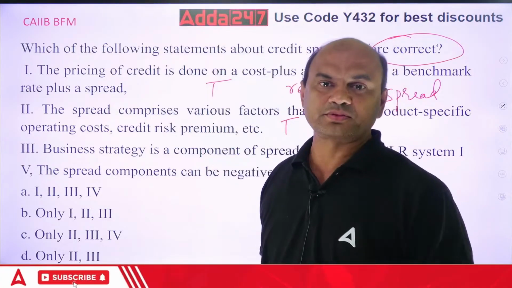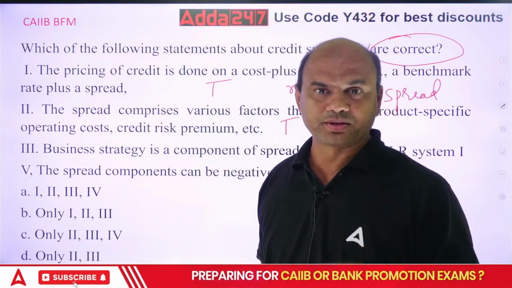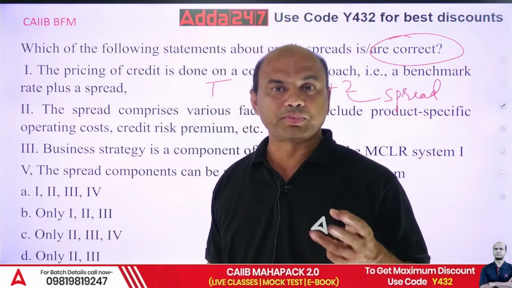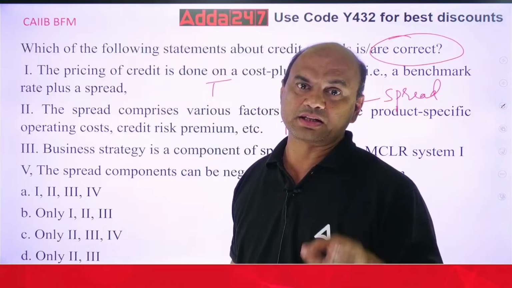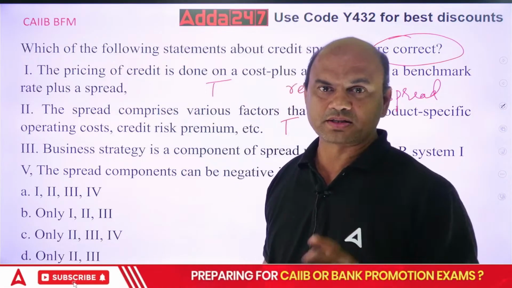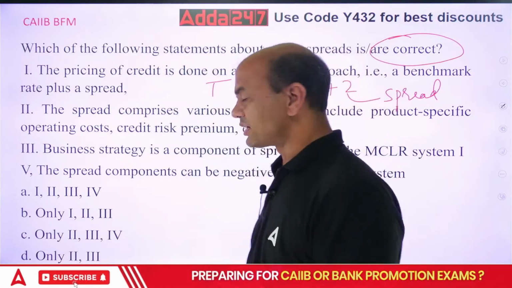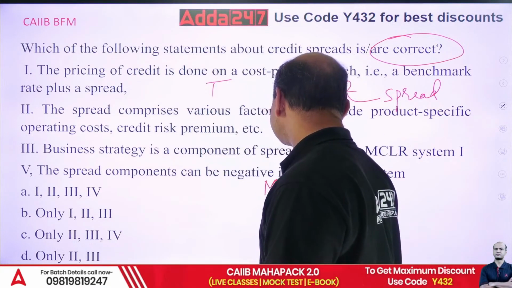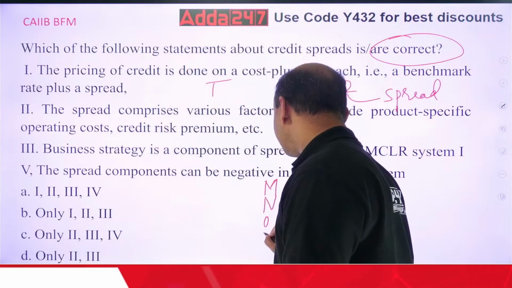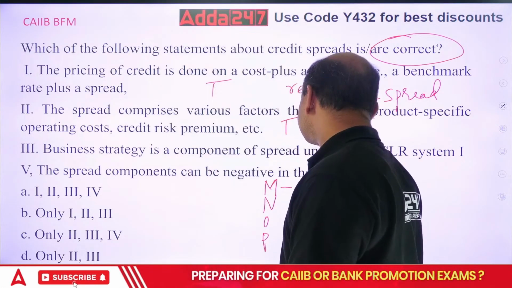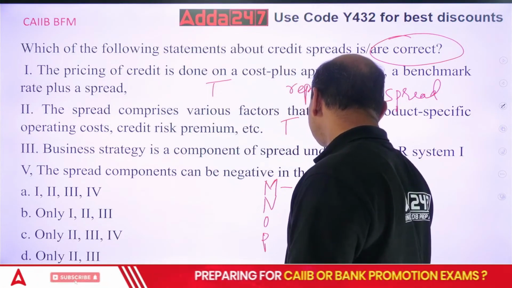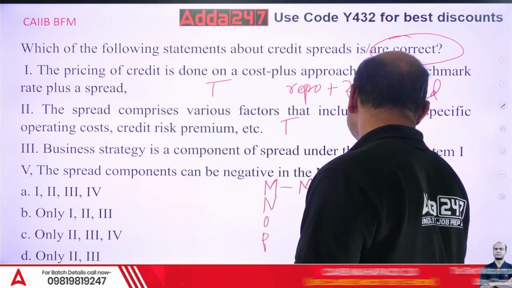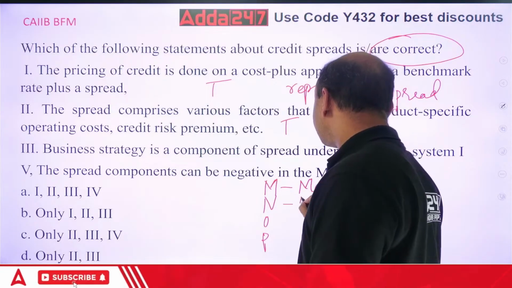What are the 4 parts of MCLR? MNOP: marginal cost, negative carry, operating expenses and tenor premium. Kindly note this, MCLR has 4 components. M is marginal cost of lending. N is negative carry for CRR.